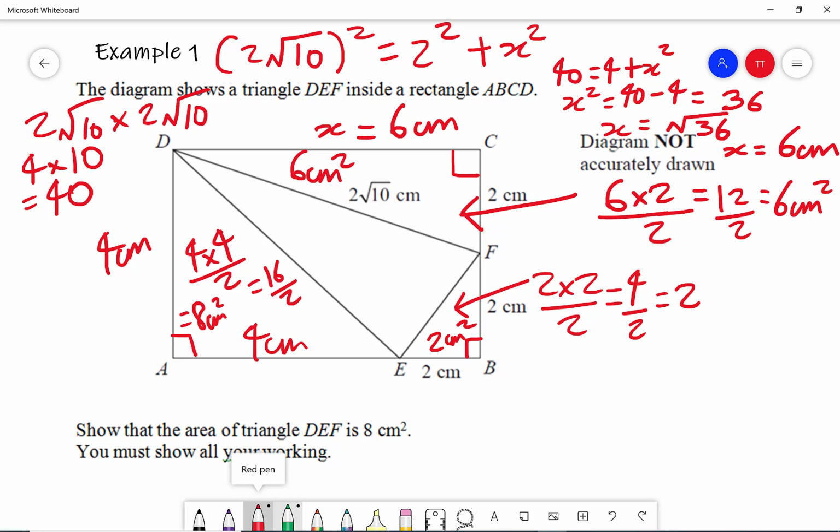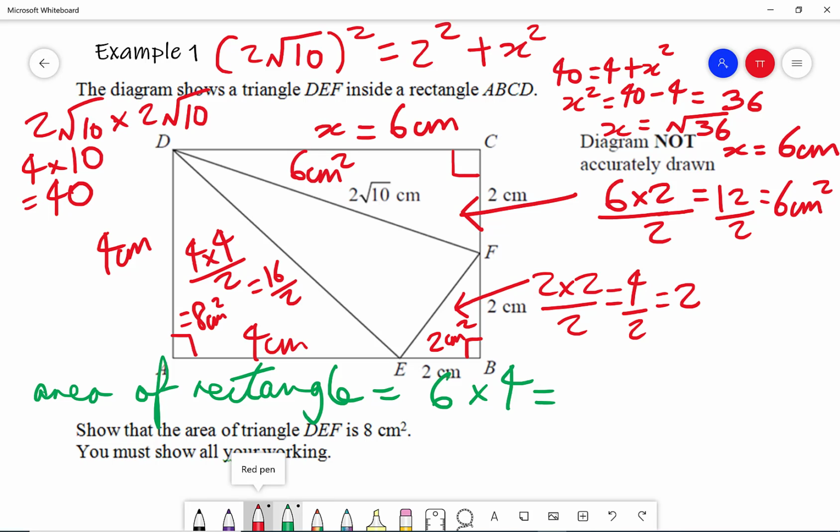So the area of the rectangle is going to be 6 times 4, because the length DC is 6 centimeters and the width is 4. So we can say that the area of the rectangle is going to be 6 times 4, which is 24.